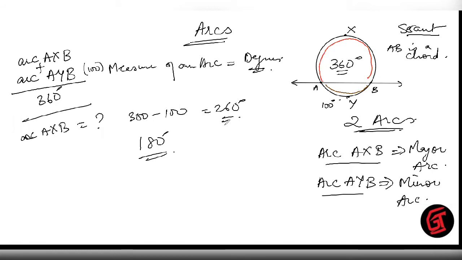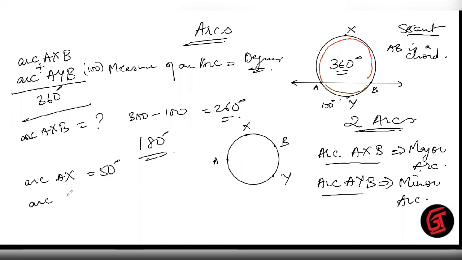Next we see congruence of arcs. Two arcs will be congruent when they have equal measure. Suppose there is a circle here. Let me give some names to the arcs. Suppose I say this is A, X, B, Y. Suppose arc AX is equal to 50 degrees, and arc XB is equal to 50 degrees.